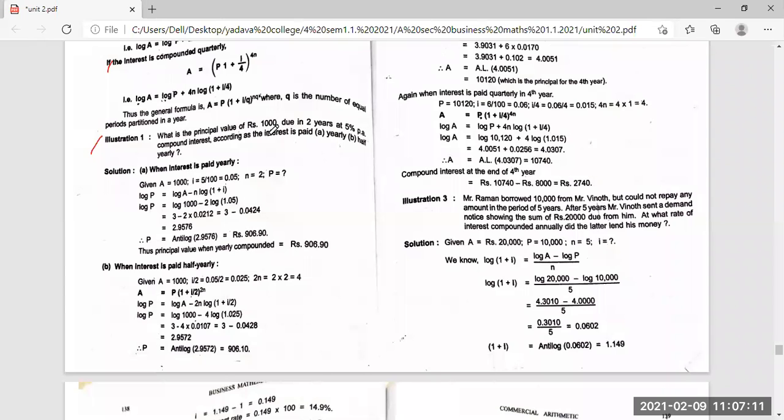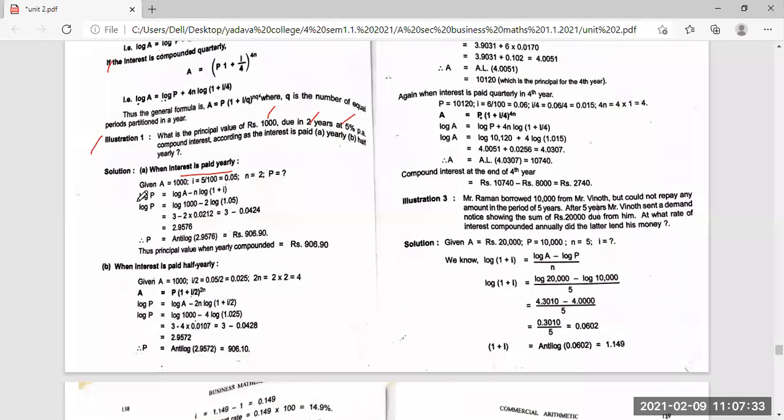So what is the principal value of rupees 1000 due in 2 years, at 5% per annum compound interest, according as the interest is paid yearly or half yearly? First we are going to find it when the interest is paid yearly. A is 1000, I is 5%, N is 2 years. So what is the principal?